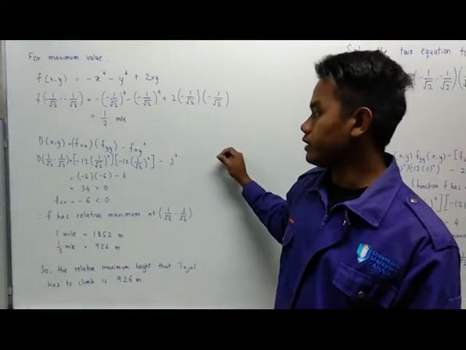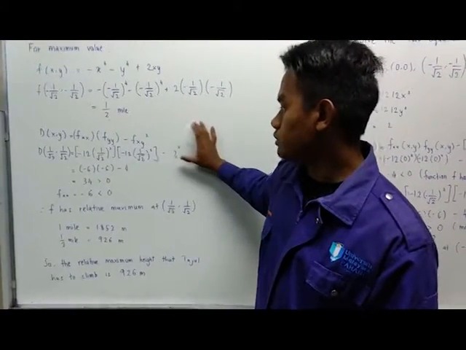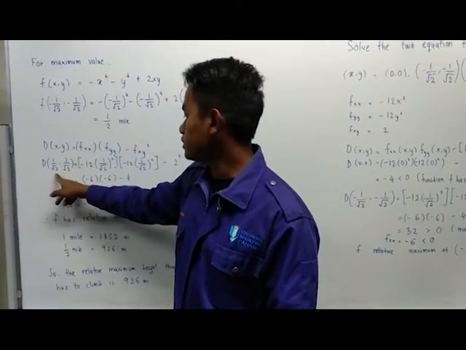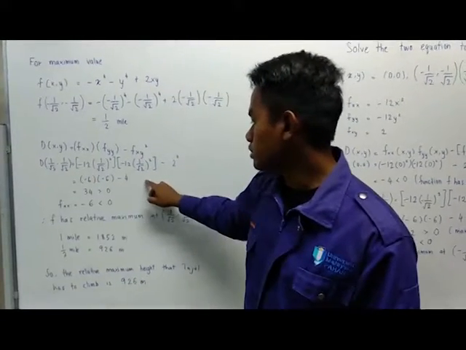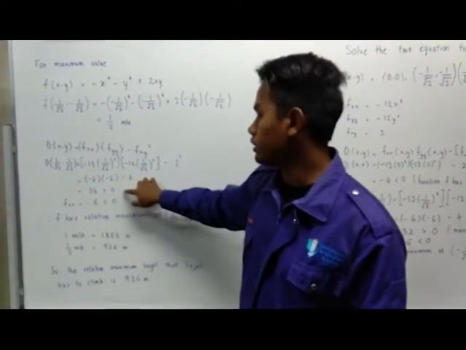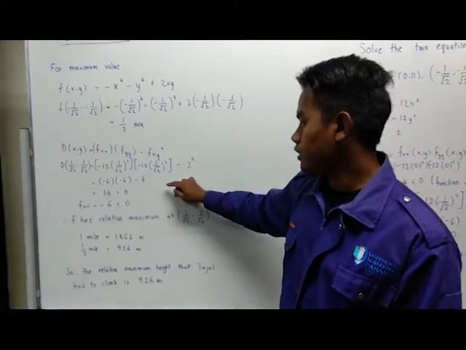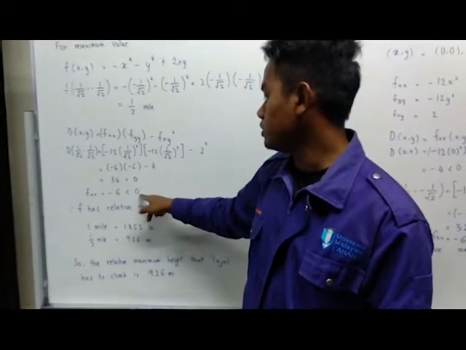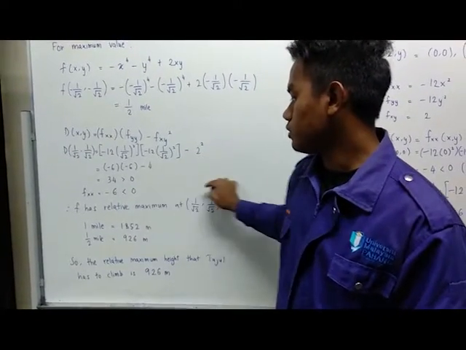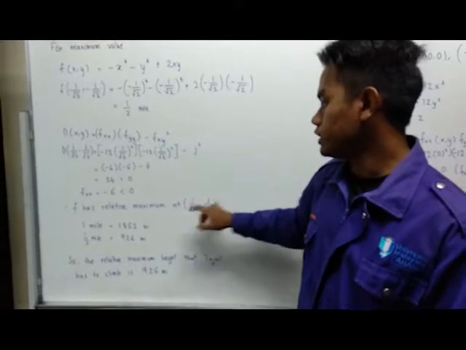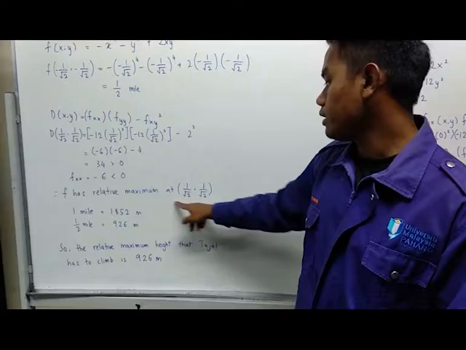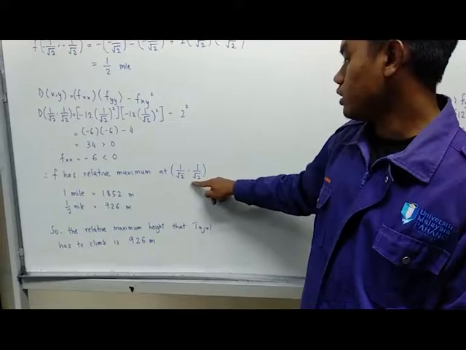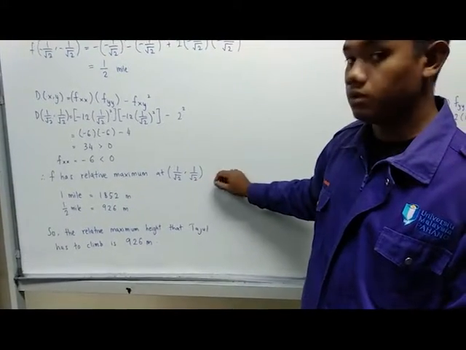So for the next function, we substitute the next critical point, which is 1 over square root 2. The answer we get is 4, which is greater than 0, and fxx we also get negative 6, which is less than 0. Okay, so we have identified that function f has a relative maximum at this critical point also, 1 over square root 2 and 1 over square root 2.